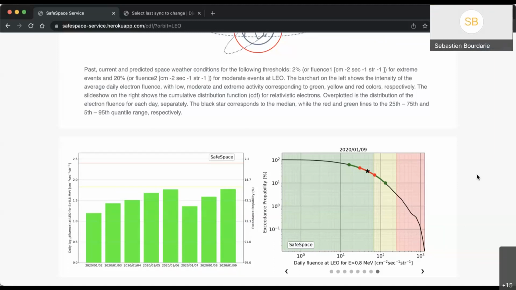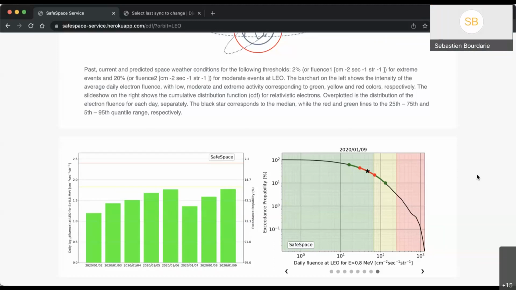Could I just ask, before we move away from this, a couple more questions? Sebastian, your comment about the stability of the South Atlantic anomaly for protons, is the same true of electrons? No, there's much more variability. Okay, good.